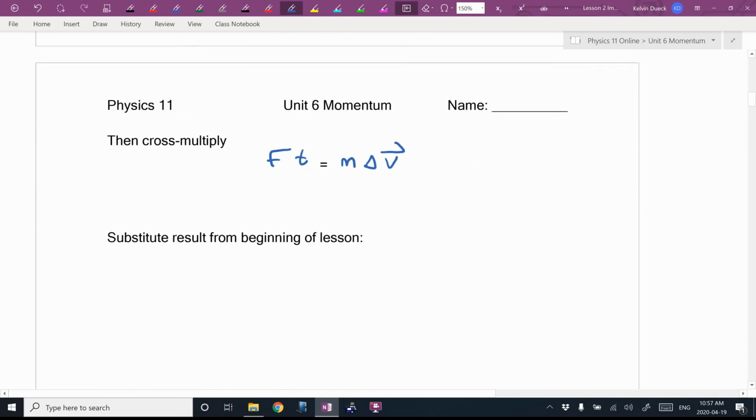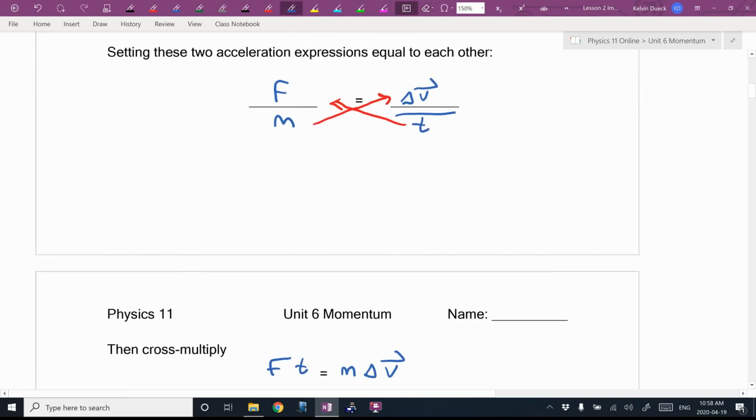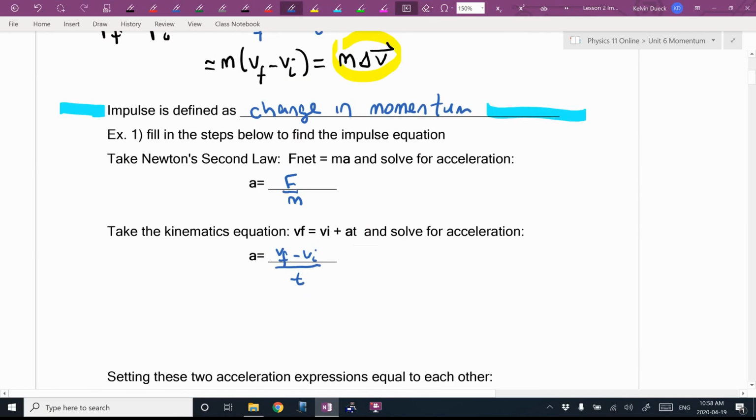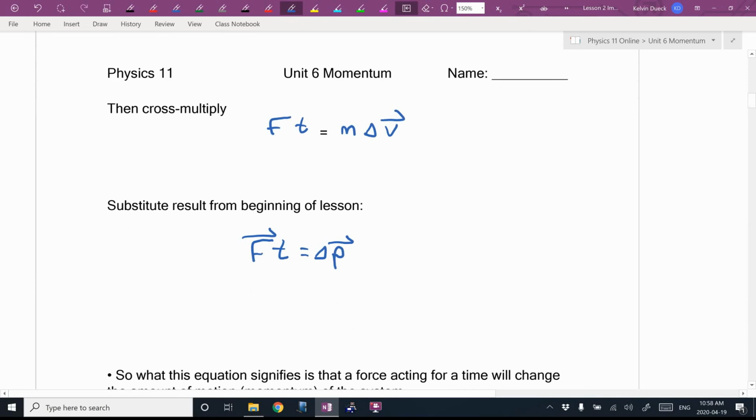I can also substitute the result from the beginning of the lesson, where earlier we proved. Now I'm going to put the vectors in here. By the way, the direction of the force will be the same as the direction of the impulse. So if the force is north, the impulse, the change in momentum, will be north. And I substituted this in because we earlier did prove that m delta v was the same as change in momentum or impulse.